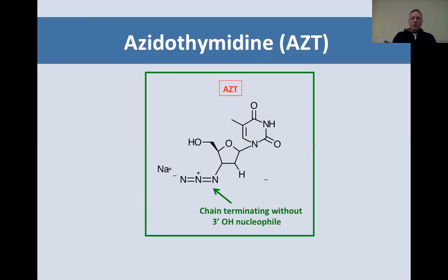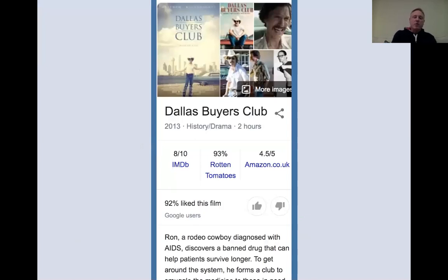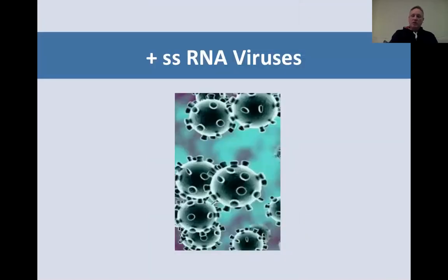So what about developing drugs that actually don't have that 3' hydroxyl, but rather have other groups, as we see here, the azido group with azidothymidine, or AZT, which was the first antiretroviral therapy approved by the FDA for HIV. And you may have seen the Dallas Buyers Club with Matthew McConaughey. It's actually a true story about a rodeo cowboy from Dallas who actually was trafficking HIV drug AZT back in the day when it was pretty difficult to get. It's an awesome movie. So now let's look at coronavirus as an example of positive single-stranded RNA viruses.